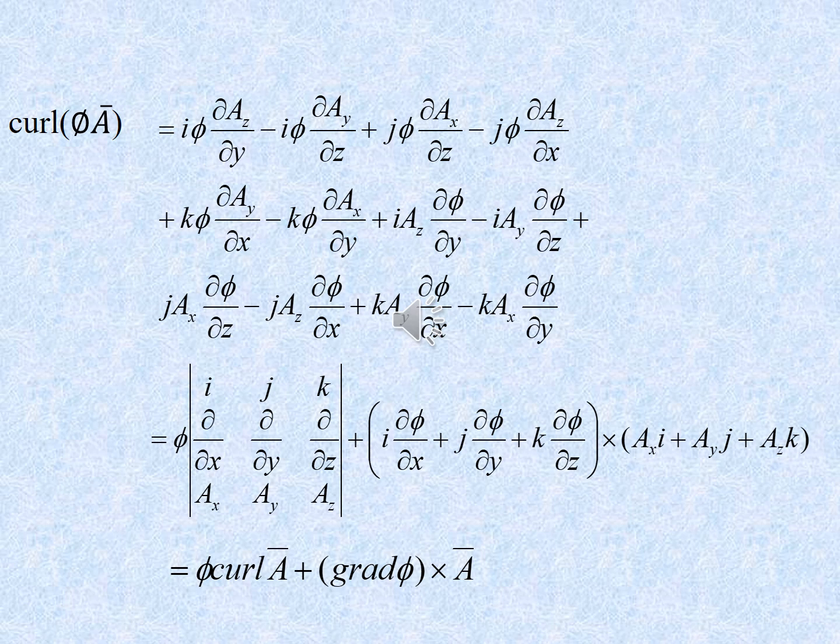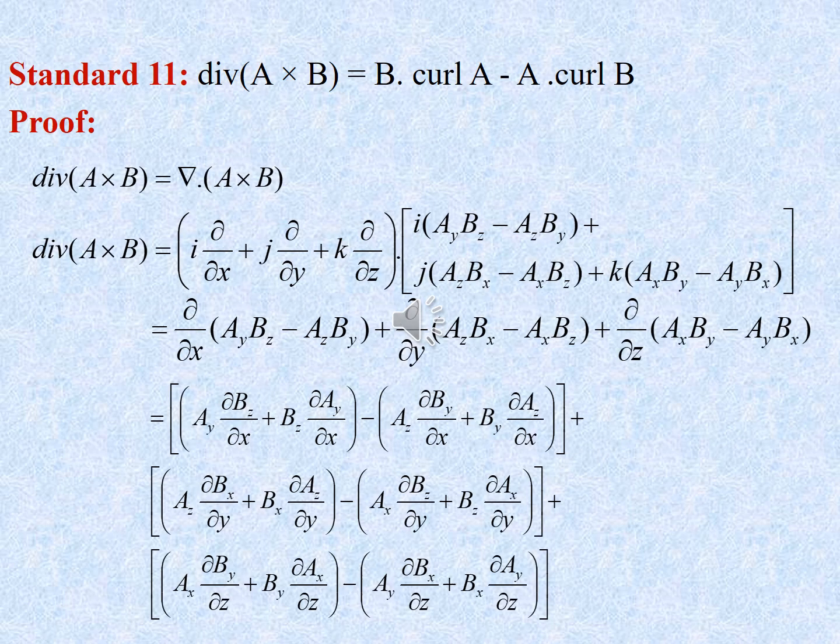So it seems that curl of phi a bar is equal to phi curl a bar plus grad phi cross a bar. Standard 11. Div of a cross b is equal to b dot curl a minus a dot curl b.